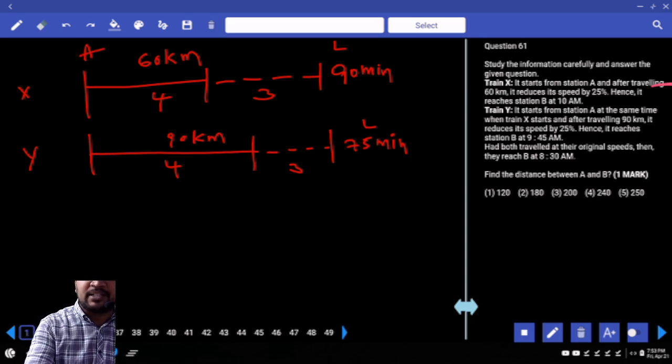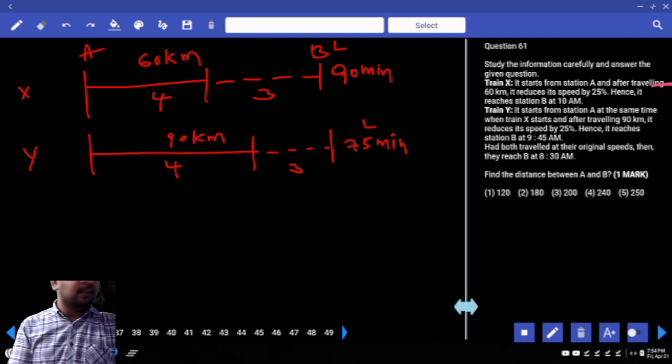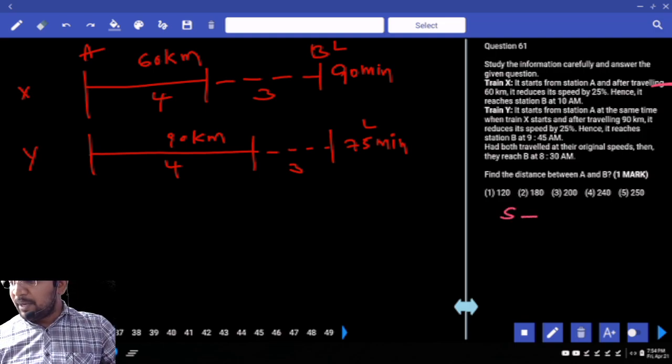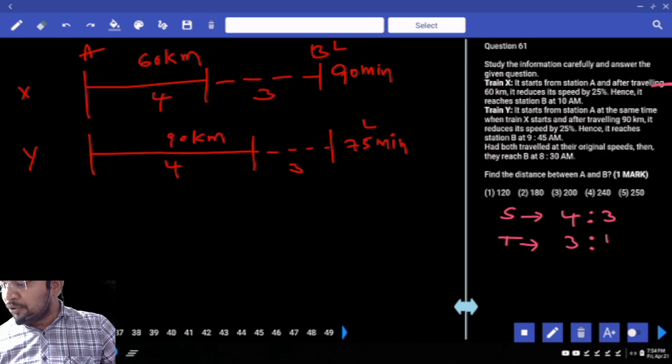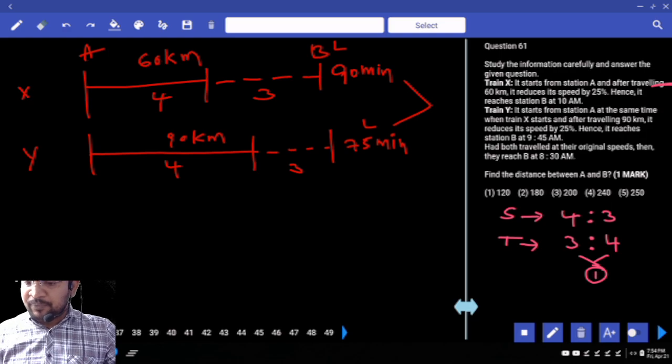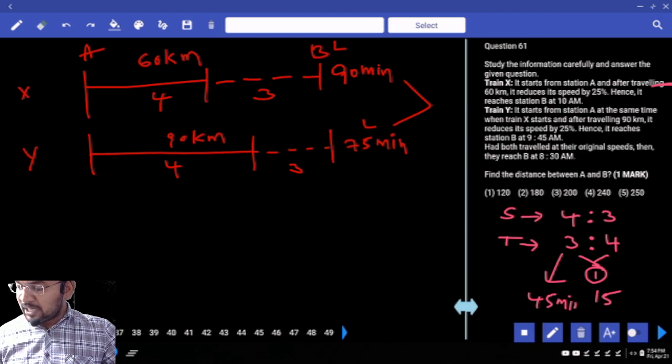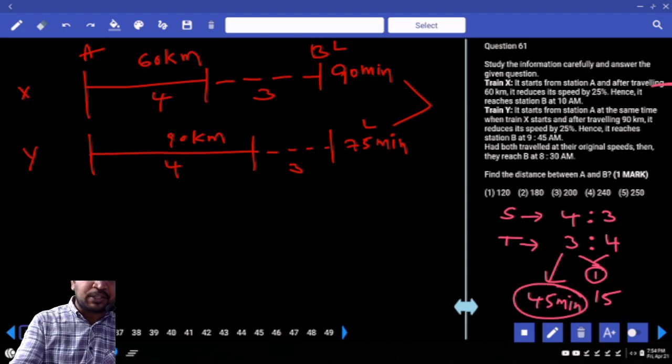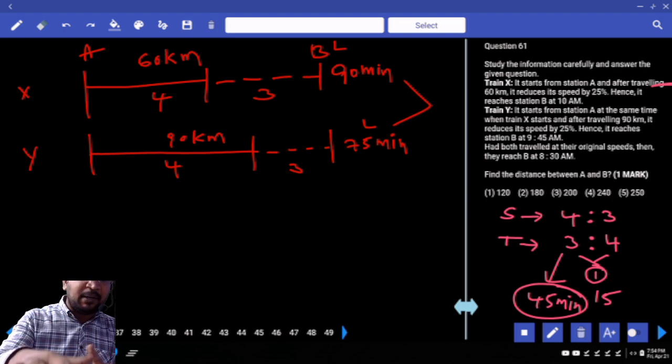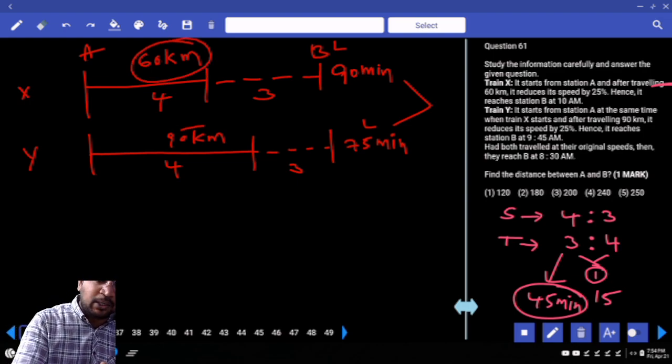Point A to point B distance is the same for train X and train Y. When distance is constant, the speeds ratio they have given. Speeds ratio is 4:3. Then times ratio is 3:4, difference is how many parts? That one part is how many minutes here? One part is 15 minutes, three parts is 45 minutes.